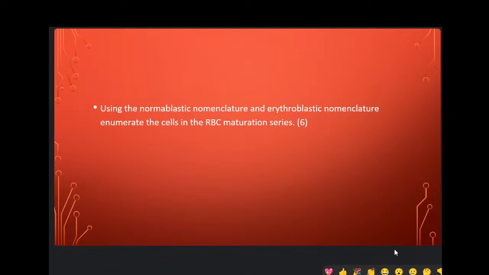Sige nga, bibigyan natin ng 1 point yan. Bibigyan natin ng jacket yan. Ariane Dorothy Kiambao. Using the normoblastic nomenclature, ha? Remember, ha? Okay, go.